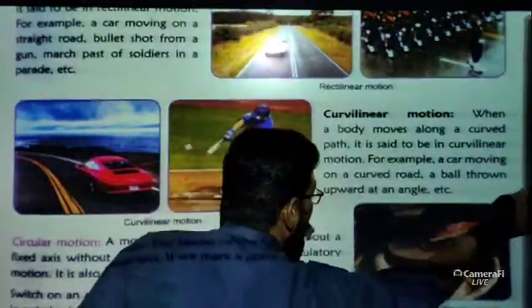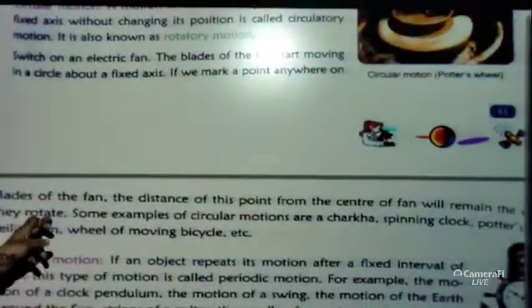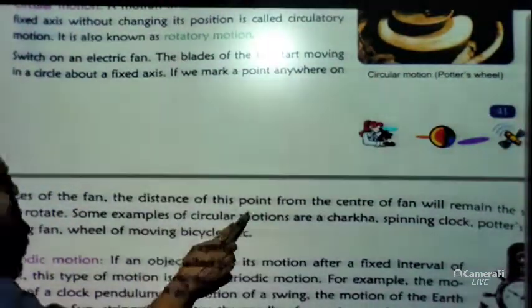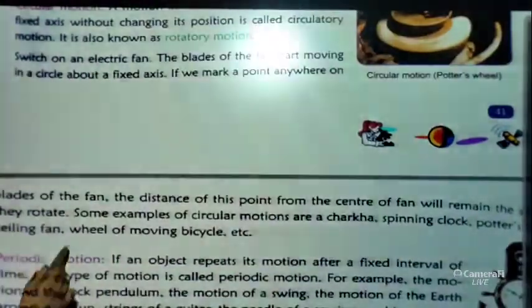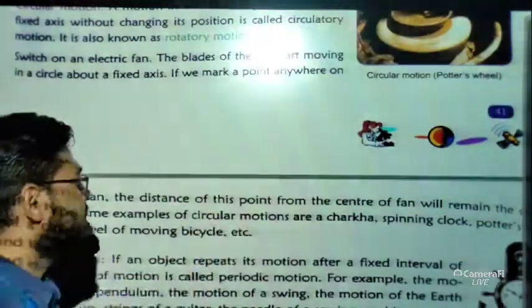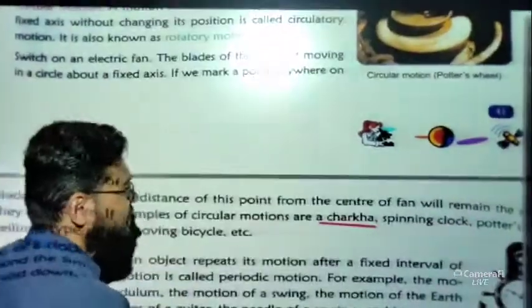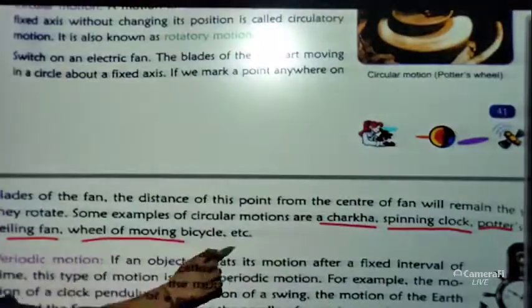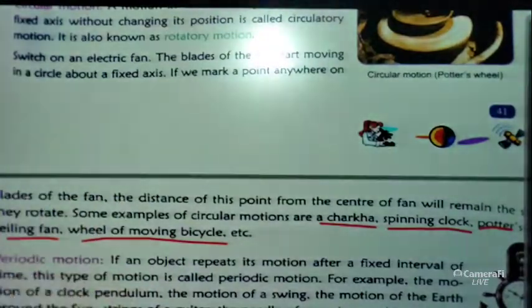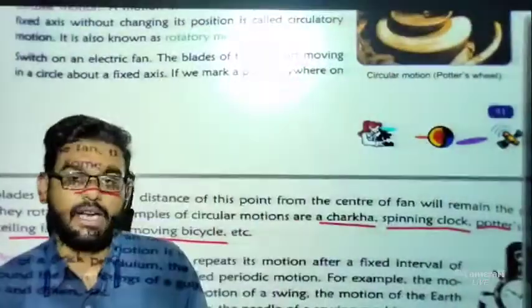Now let me tell you one thing, that if we mark a point anywhere on the blades of the fan, then the distance of the point from the center of the fan will remain the same when they rotate. Some examples of circular motions, as you have read in fiber to fabrics, are charkha, spinning clock, potter's wheel, ceiling fan, wheels of a moving bicycle. All these are examples of circular motions. So what we have read about is straight line motion or rectilinear motion.